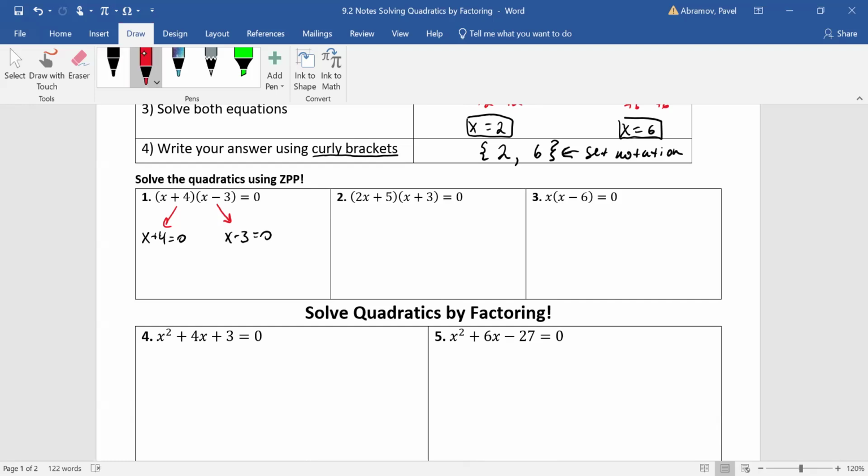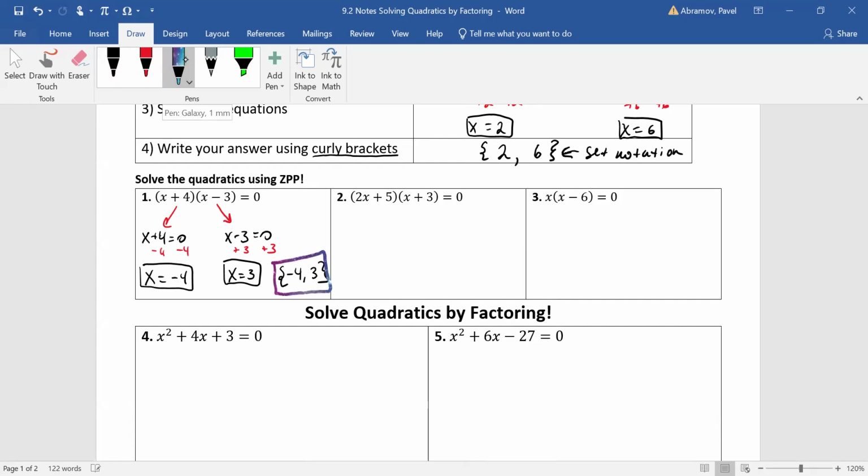And then we just solve both of these equations separately. In the first case, we have to subtract 4 to the other side, and therefore we'll end up with x equals negative 4. Then in the other case, we'll add 3 to the other side in order to solve this equation, and we'll end up with x equals positive 3. And we should write those answers in set notation. So in the curly brackets, we'll have negative 4, 3. So that would be our final answer.